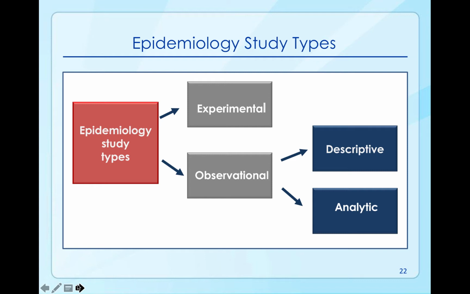In an observational study, the epidemiologist does not control the circumstances. These studies can be further subdivided into descriptive and analytic. Descriptive epidemiology is the more basic of these categories, and it's fundamental to what epidemiologists really do.